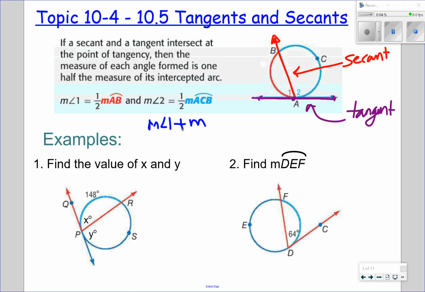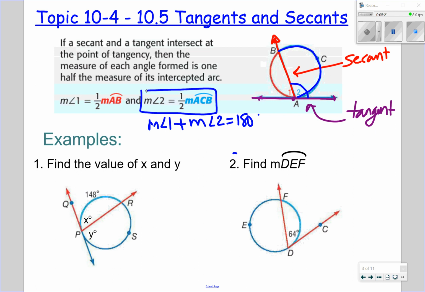So that's one big idea here. Measure of angle 1 plus the measure of angle 2 would be 180. Now here's the other relationship. Angle 2 is this guy, and angle 2 has a relationship to this arc. The arc is double the measure of the angle, or the angle is half of the arc. So if you look here, the measure of angle 2 is half of this arc ACB.